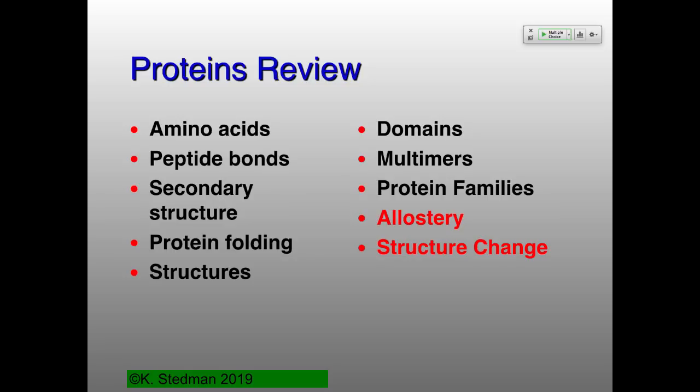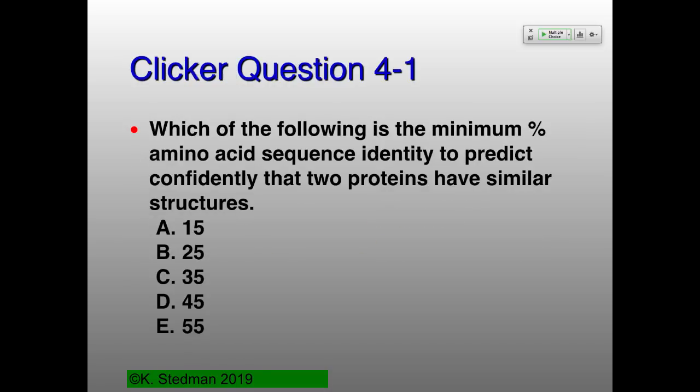So since we're done with questions, though, what does that bring us to? Clicker questions. Great. So which of the following is the minimum percent amino acid sequence identity to predict confidently that two proteins have similar structures: 15, 25, 35, 45, or 55? Stedman loves these kinds of questions because they're easy to come up with alternative answers for, and he hates coming up with alternative answers otherwise.